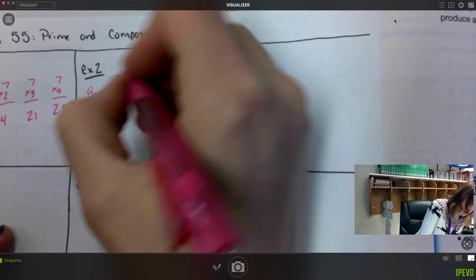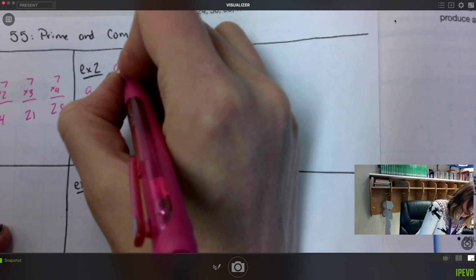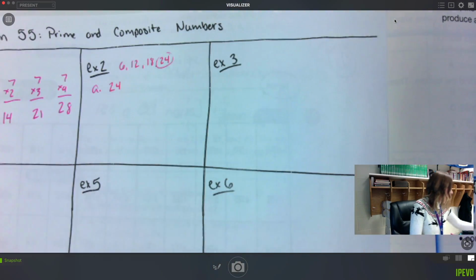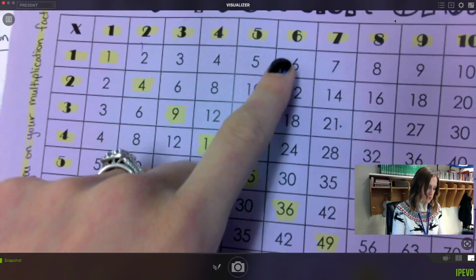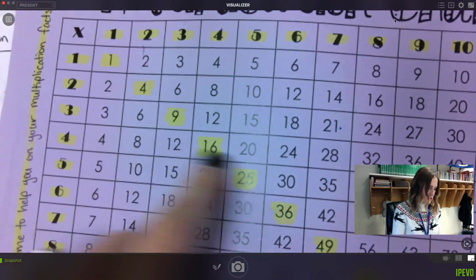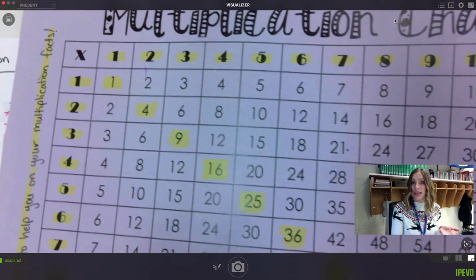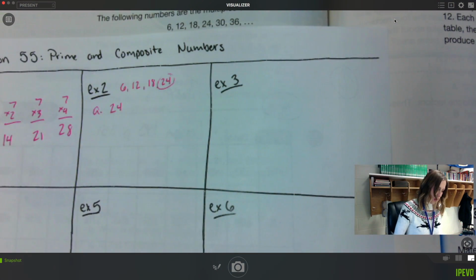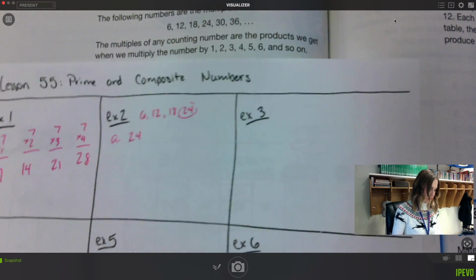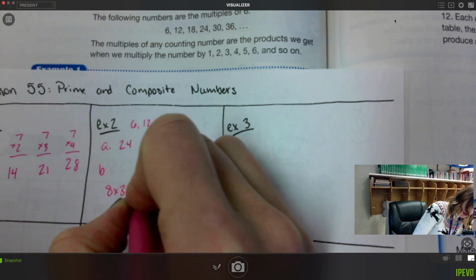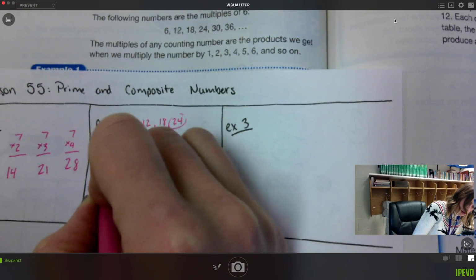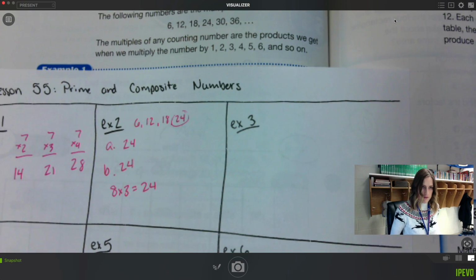Fourth multiple of 6? Well, if we had 6, 12, 18, 24, the fourth multiple would be 24. Notice that's the same thing as if we did 6 times 4. 1, 2, 3, 4. Right? So the fourth multiple of 6 is the same thing as 6 times 4. B says, what's the third multiple of 8? Or what's 8 times 3? 8 times 3 equals 24. So B is also 24.